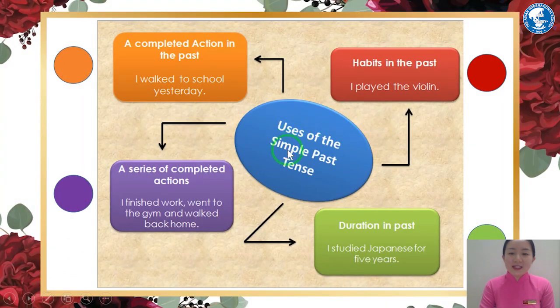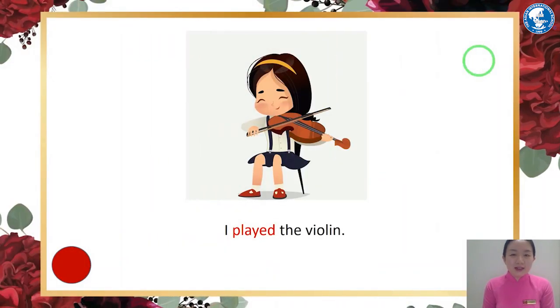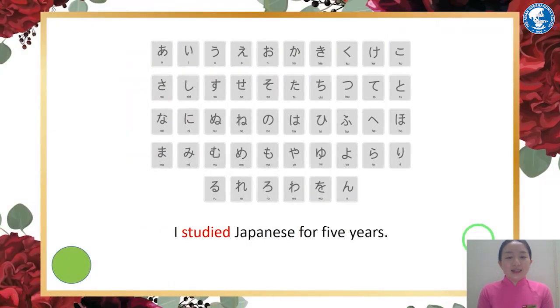Next, simple past tense is also used to tell the habits in the past. Example, I played violin. Or you can also say, I played soccer, I played the piano, I did yoga, and so on. Last but not least, we also use simple past tense to talk about duration in the past. For example, I studied Japanese for 5 years. 5 years is a duration that happened in the past, so we use simple past tense. Very good.